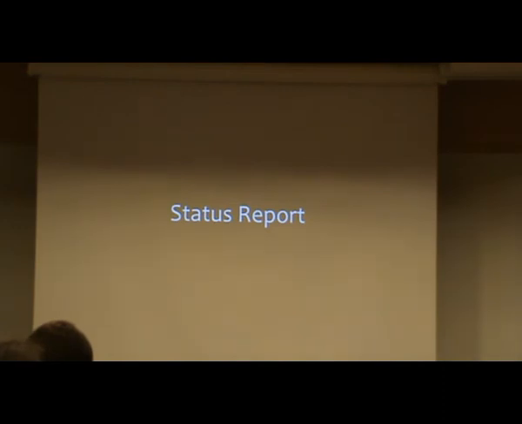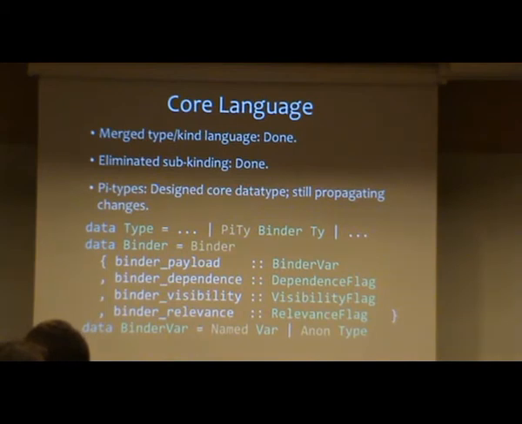Okay, so let me tell you what has happened. As I've talked about, the type and kind language merge is done. Part of that was actually eliminating subkinding, which was a feature that not many people know about in GHC, about OpenKind, but I was able to get rid of it using an idea that mostly Simon developed really. Pi types, this is my proposed way of doing pi types in GHC.